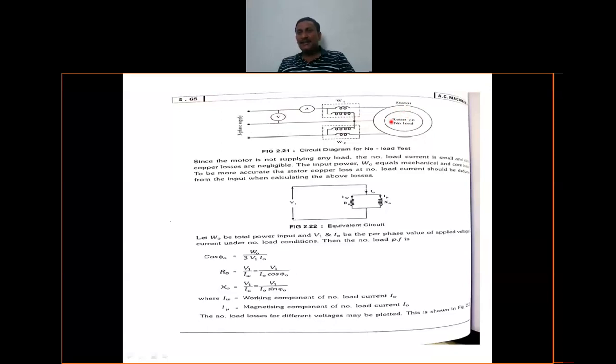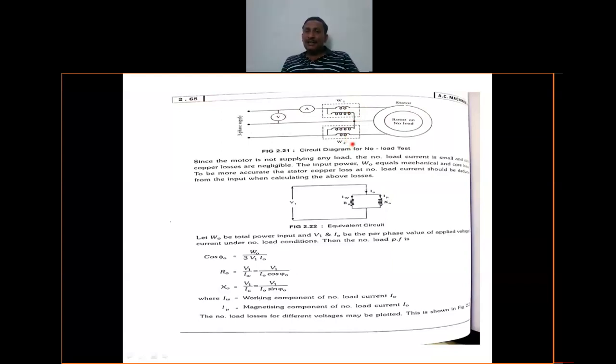Copper losses are neglected. So the total power taken by the motor is the sum of these two wattmeter readings, W1 plus W2. That gives the total power.